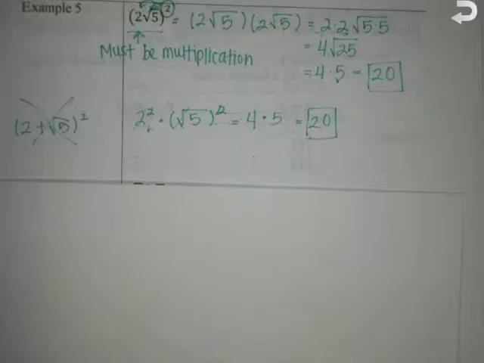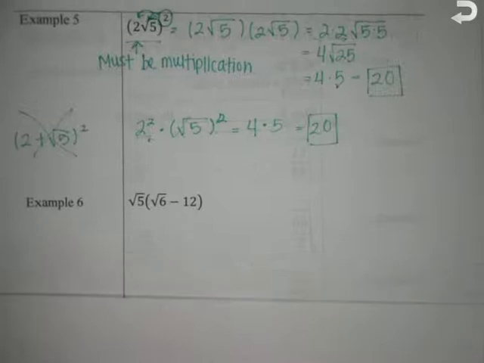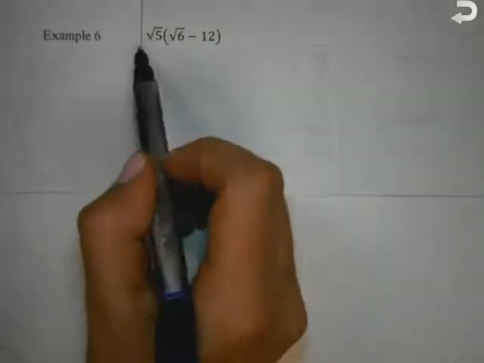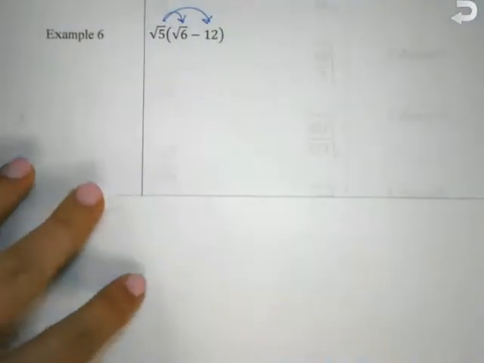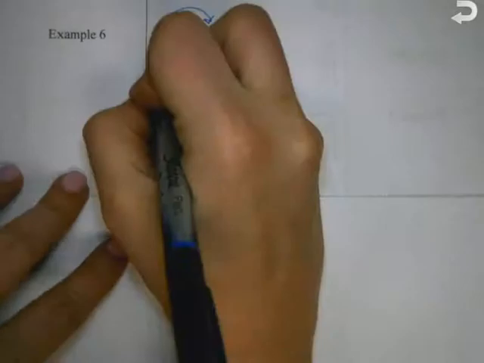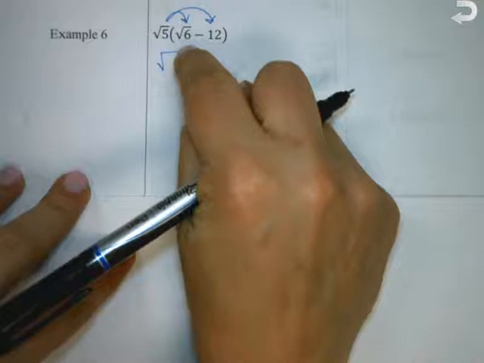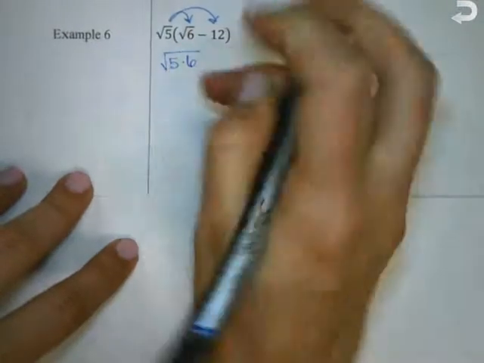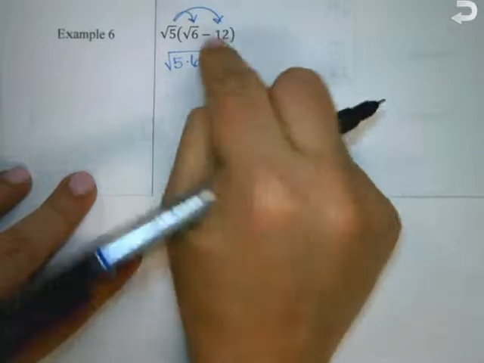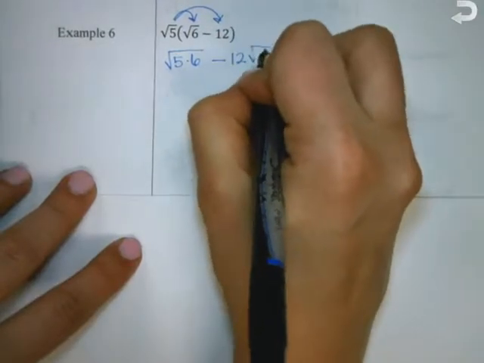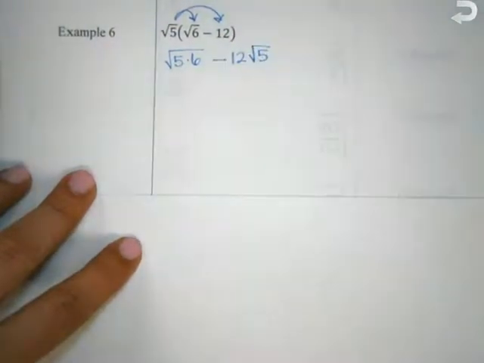Example 6. Square root of 5 times square root of 6 minus 12. What does this look like? Distributive property, so let's distribute it. So this is the square root of 5 times the square root of 6, square root of 5 times 6, minus square root of 5 times 12. That's 12 square root 5. We have to put the number in front. Okay, so make sure you put the whole number in front.